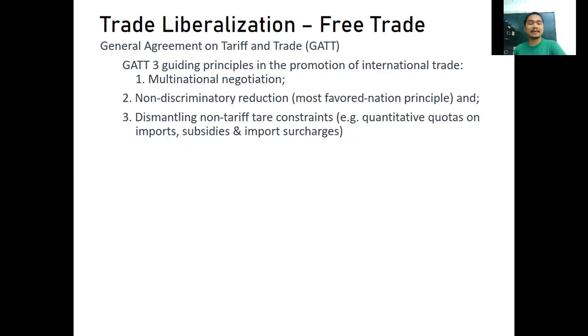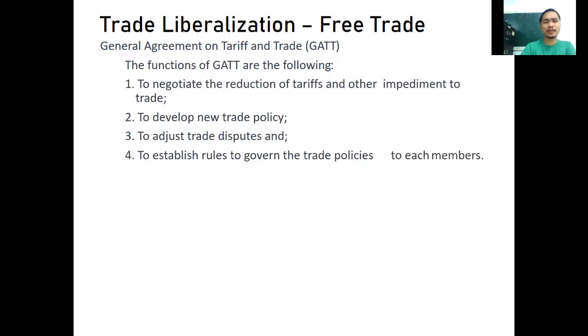So GATT has three guiding principles in the promotion of international trade. First, the multinational negotiation. Second, the non-discriminatory reduction. And third is the dismantling of non-tariff barrier constraints. So what are the functions of the GATT? First is to negotiate the reduction of tariffs and other impediments to trade. Second, to develop the new trade policy. Third, to adjust the trade disputes. And fourth is to establish the rules to govern the trade policies of each member.